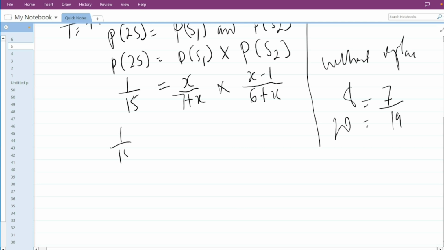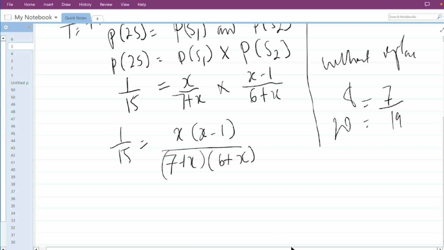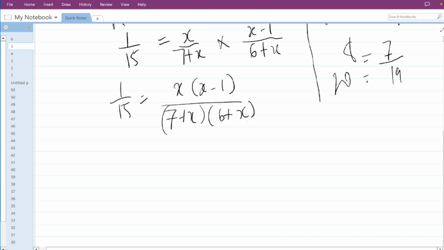So we have 1 over 15 equals, on this other side we have x times (x minus 1) over (7 plus x) times (6 plus x). We have 1 over 15 equals, you do x times x and x times 1. x times x is x squared, minus x times 1, that's x, over, we can choose to repeat this twice, then give the first one 6 and the next one plus x, or we can just open the bracket. Let's just do it for understanding's sake.